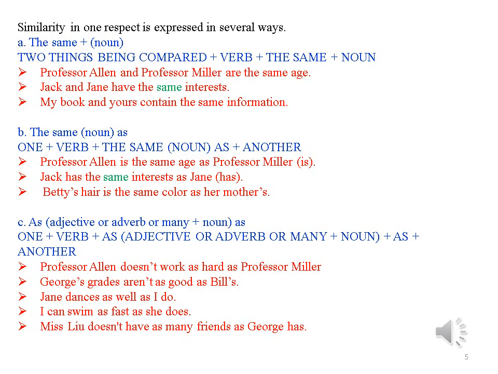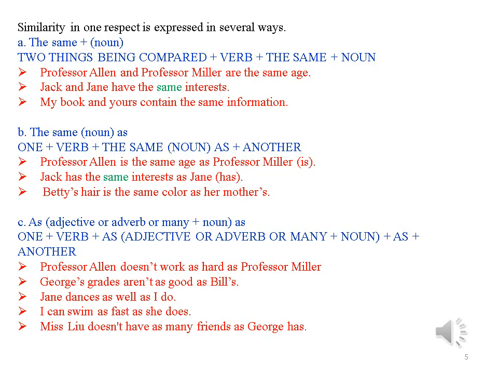Similarity in one respect is expressed in several ways. A, the same plus noun. Two things being compared plus verb plus the same plus noun. Example, Professor Allen and Professor Miller are the same age. Example, Jack and Jane have the same interests. Example, my book and yours contain the same information.